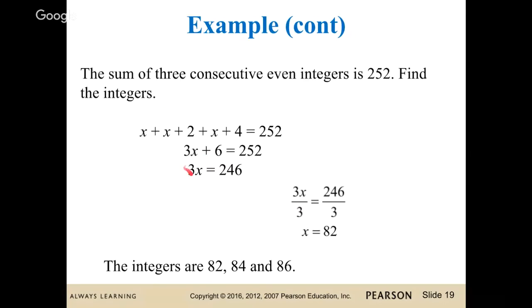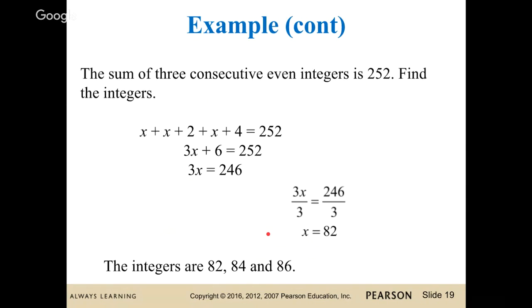You're going to need to get the x by itself. So x equals 82. That's your first integer. You're looking for all 3 consecutive integers. So you take your 82, you add 2 to it, that's your second integer. You add 4 to it, that's your third integer. So your 3 even integers that add together equal 252 are going to be 82, 84, and 86.